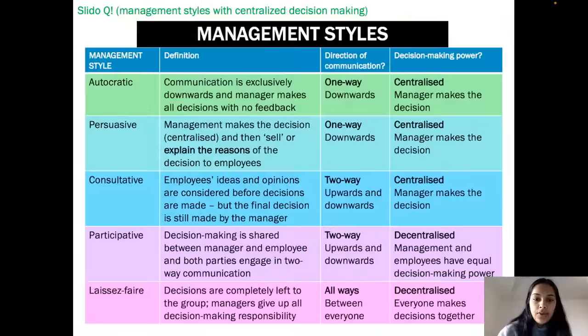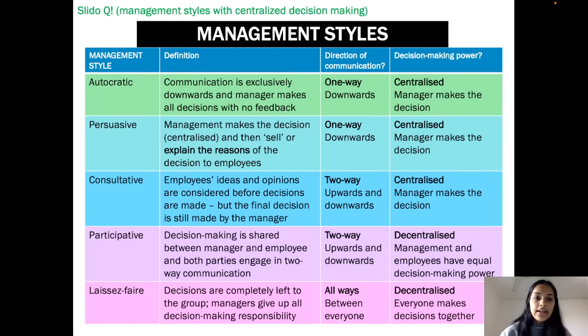All right, so yes, let's go through the different management styles. As you can see, the correct answer is autocratic, persuasive, and consultative, because ultimately with all of those three management styles, the manager is the one making that final decision. So let's go through them individually.